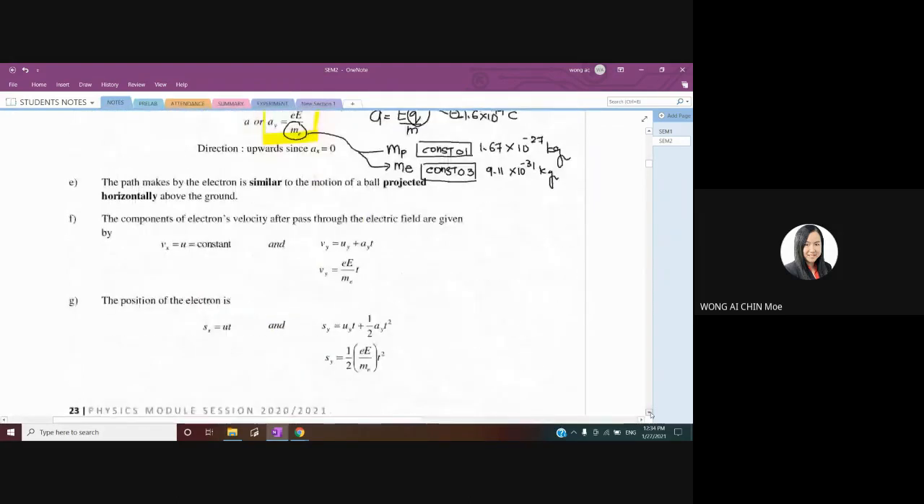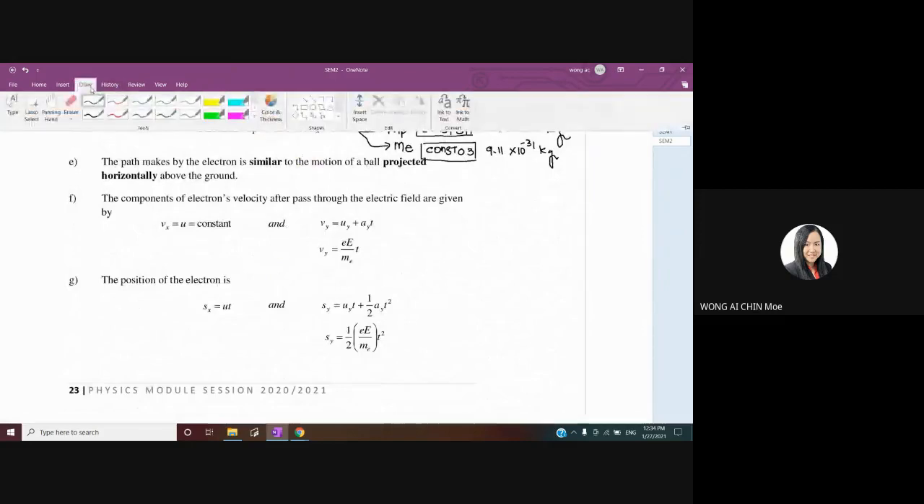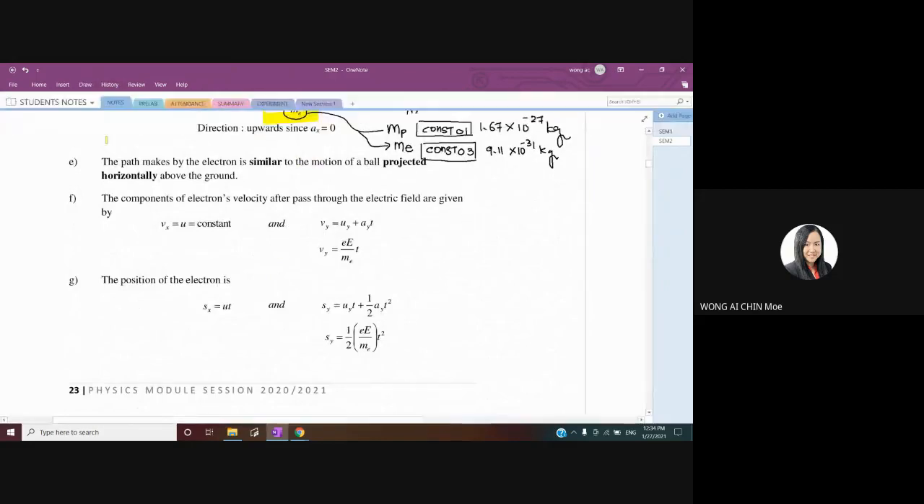And just now this one we already put in the table. So for the x component, your vx always equals ux as it's always constant, but for your vy you can use v equals u plus at. Displacement sx will always equal uxt, but for the y component, you must use the equation s equals ut plus half at squared, where for our a we can substitute the value a equals Eq over m. This one you can also change to Eq over m.